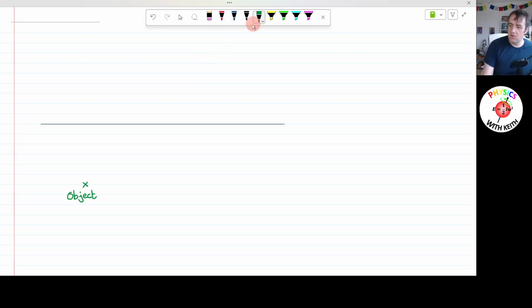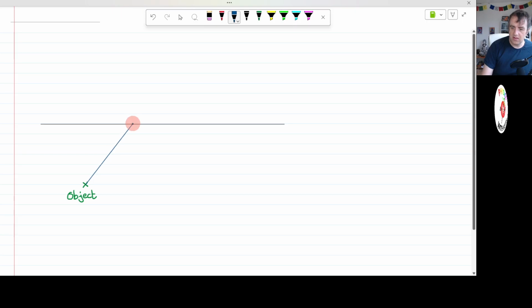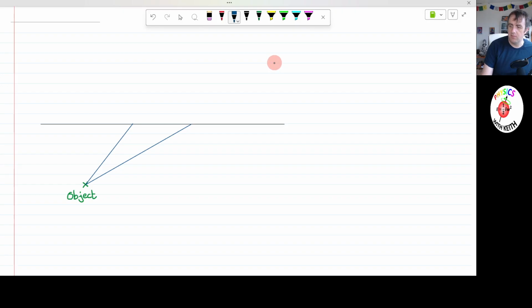Now, what I do know is that the rays are going to be emerging from that object in all directions. So I could just pick two rays. I'm going to pick this ray, just like this, and I'm going to pick this ray. I'm just picking two arbitrary rays. It doesn't matter which rays I pick, those are the rays I've chosen. Now, for each of those rays, when they are incident upon the surface, there is a normal. And so I can draw that normal as being a line 90 degrees to the surface, just like that.